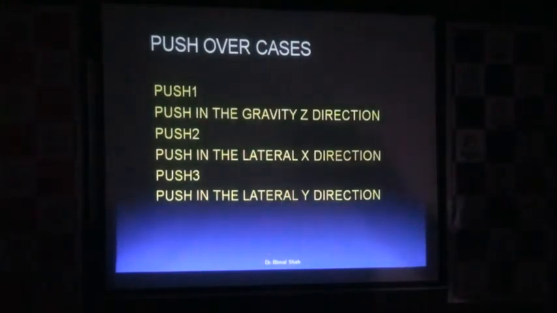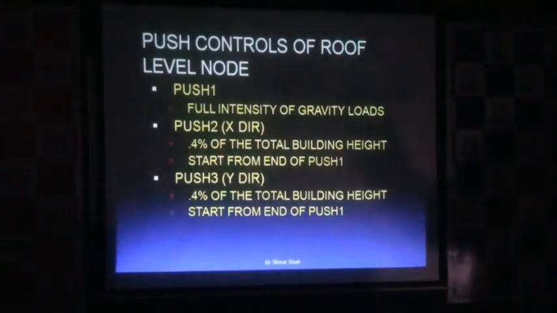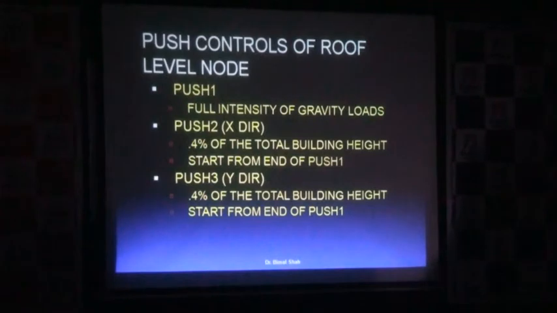That stress is always there, and then you start pushing the building in the horizontal direction, starting from the end of the stresses developed because of your gravity load. So push 2 and push 3 are the two lateral pushes in the x and y directions. We are considering the gravity loads which are already there. Your push 1 will be with the full intensity of the gravity load. Once push 1 is over, we have pushed the building up to the full intensity of your dead load and live load, and then we apply the horizontal pushes in the two lateral directions.